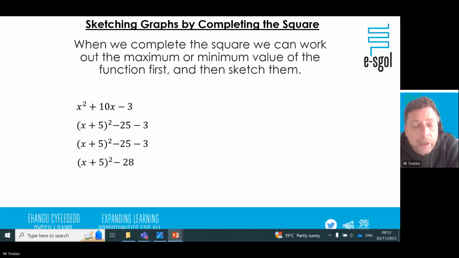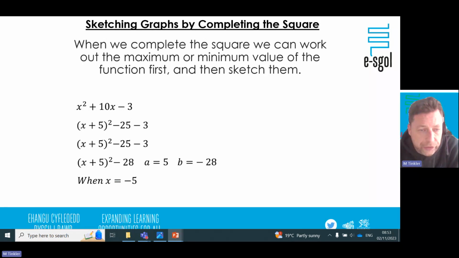So we've got a is 5 and b is minus 28. When x is minus 5, and we will talk about this more when I get to the past paper questions, that's the lowest answer we can get, because minus 5 plus 5 is 0. 0 squared is 0. 0 take away 28 is minus 28. That's the lowest the graph can get to.